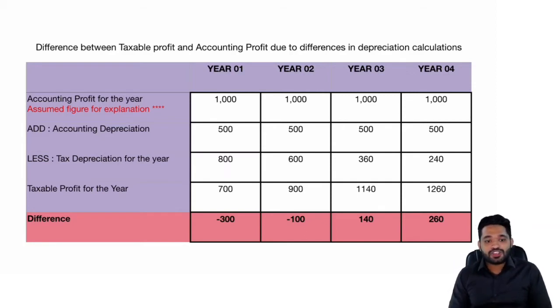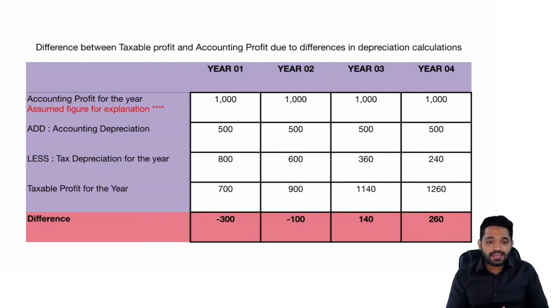Now my tax depreciation is different. Since my tax depreciation is different, you see the taxable profit for the year is different as well when compared to the accounting profit. In the first year, I have a difference of minus 300. In the second year, my taxable profit is lower by 100. And in the third year and the fourth year, my taxable profits are higher. So in year 1 and 2, my taxable profit is lower by 400. And in year 3 and 4, my taxable profit is increasing and it sums up to 400.